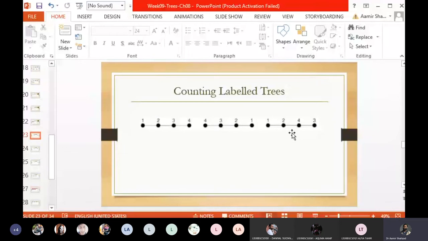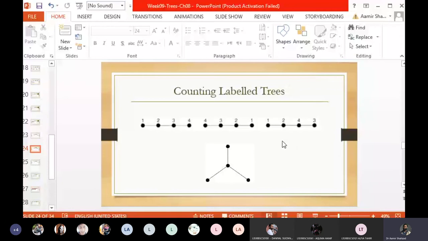For unlabeled trees, we will have much less. I think we will have just 3 unlabeled trees: 16 divided by 3 factorial. Just something like this.